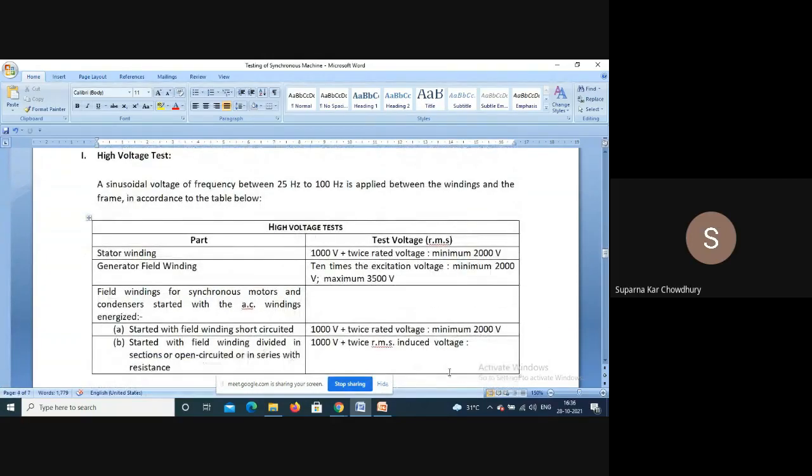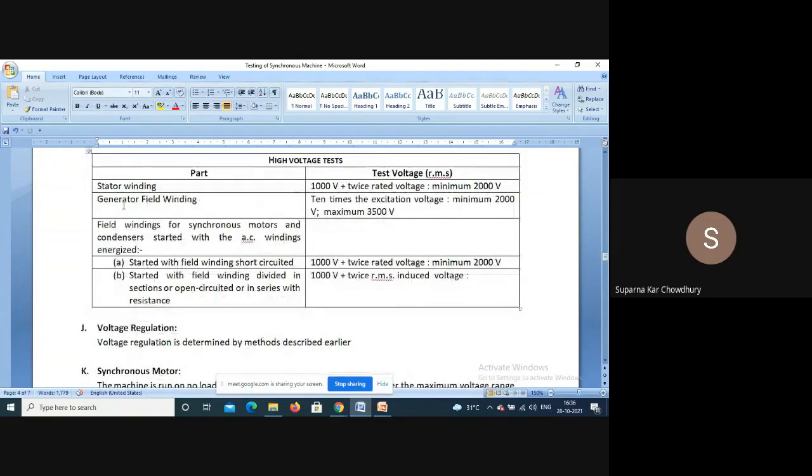Then for any machines in the factory, we have to perform the high voltage test. Now, for the high voltage test, there are certain voltage levels which are defined in the regulations. We'll just define it. For the stator winding, the test voltage RMS is 1000 volt plus twice the rated voltage, minimum 2000 volts. So this will be the voltage the stator winding should be able to withstand.